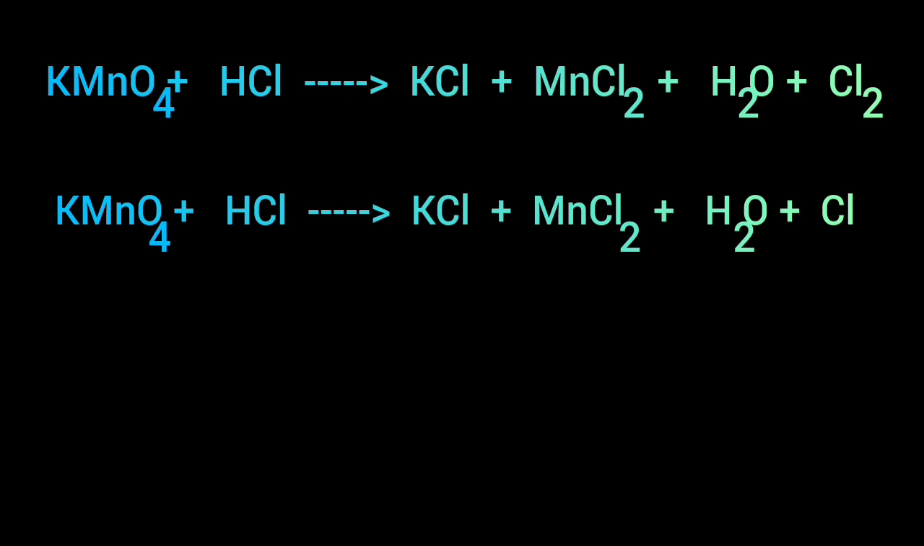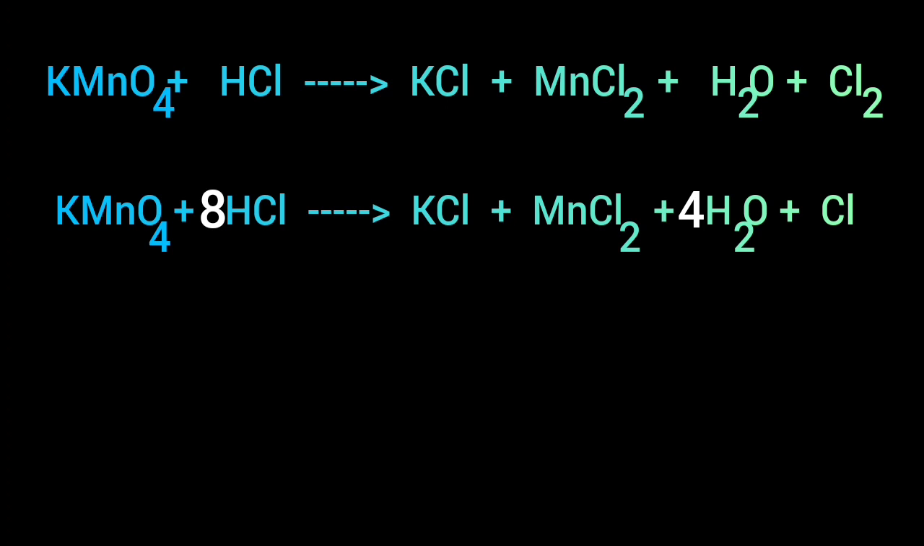You see, on the left hand side, you will find 4 oxygen atoms in KMnO4. On the right hand side, there is 1 oxygen in water. To balance the number of oxygen atoms, we have to multiply 4 with water. Now the number of oxygen atoms are balanced on both sides. On the left hand side it is 4, on the right hand side it is also 4. But the number of hydrogen atoms on the right hand side becomes 8. To balance the number of hydrogen atoms, we have to multiply 8 with HCl on the left hand side. Now the number of hydrogen atoms is balanced.